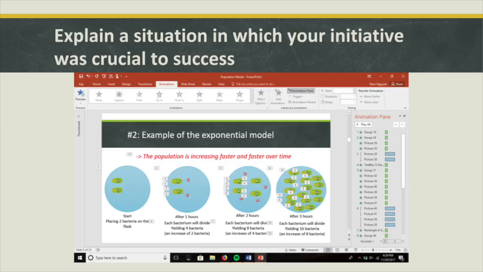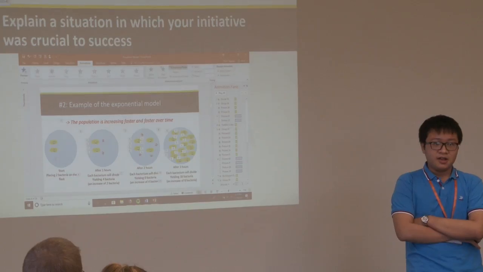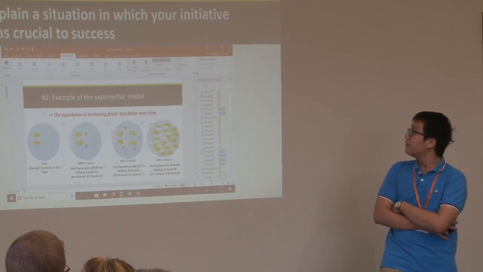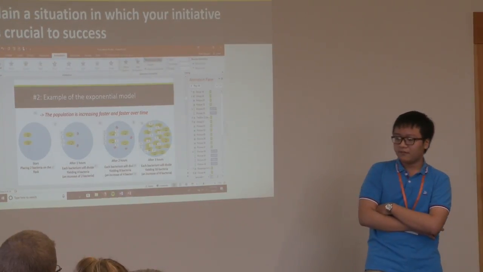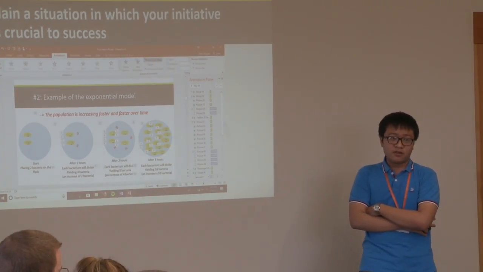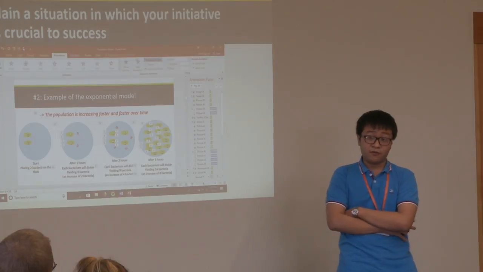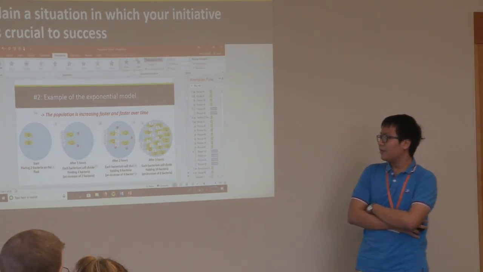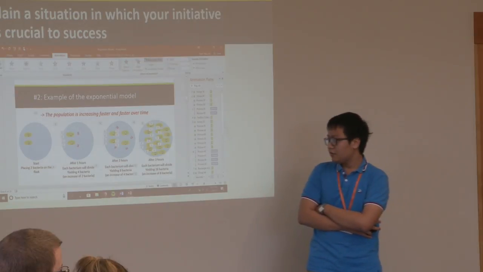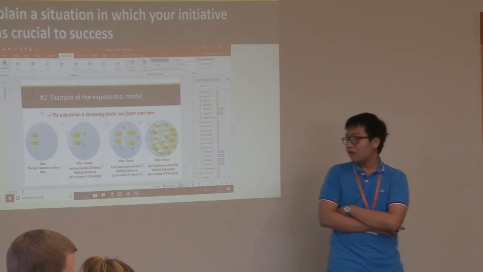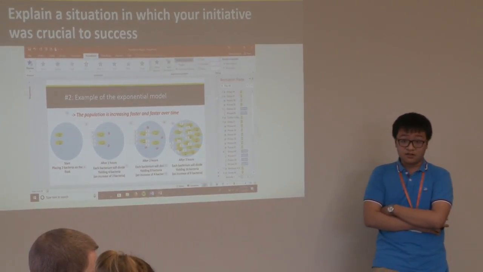Explain the situation in which my initiative led to success. Not everyone can easily understand the basic concepts of the exponential growth model, because this relates to many fields. So I had to use my initiative and my creativity to come up with a new idea. Why don't we use a visual example that allows everyone to understand the basic concepts of the exponential growth model? So I spent a lot of time working with PowerPoint and reading many examples in biology books, and then I came up with a visual example of bacteria that allows everyone to understand the basic concept behind this model, even if they don't have good math knowledge.